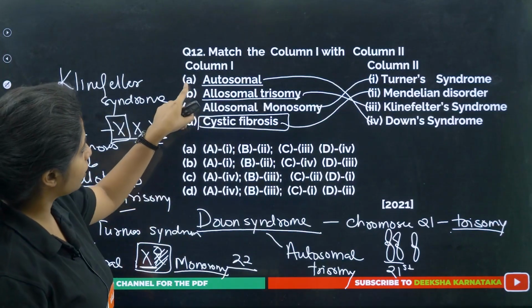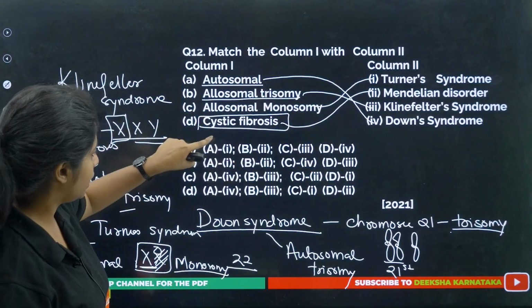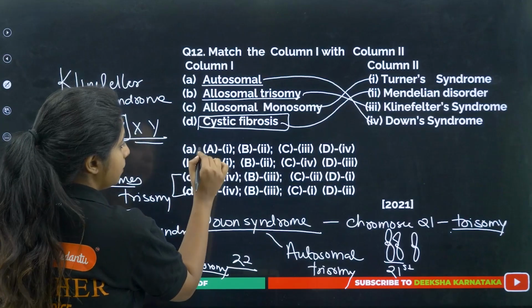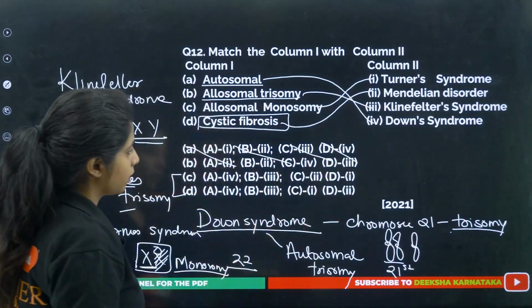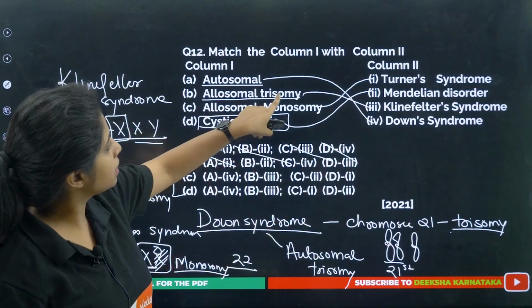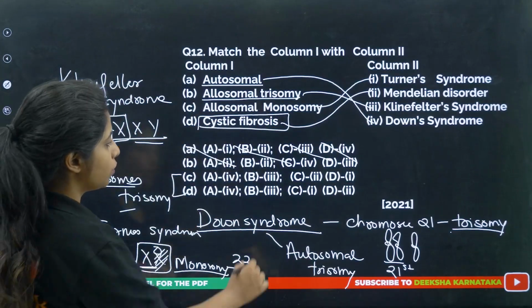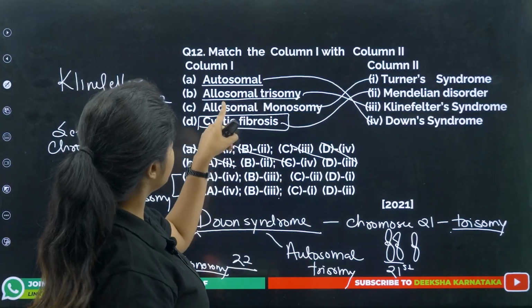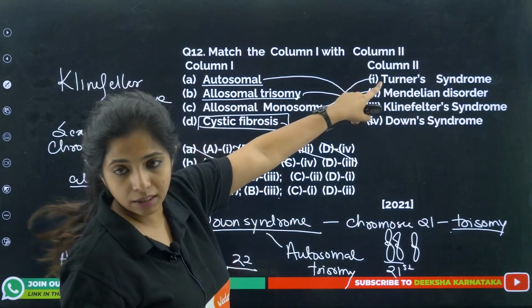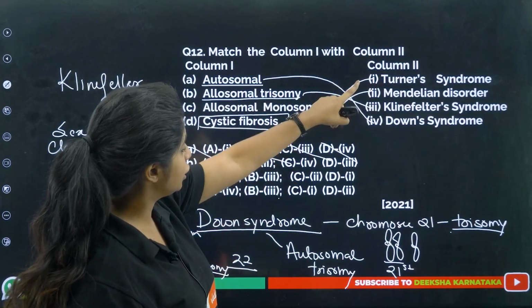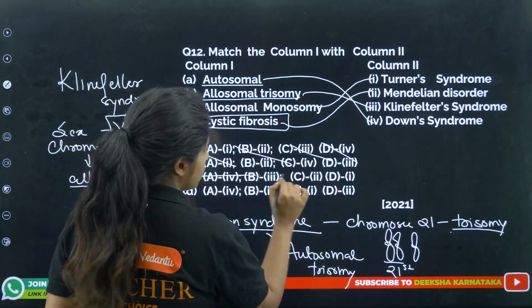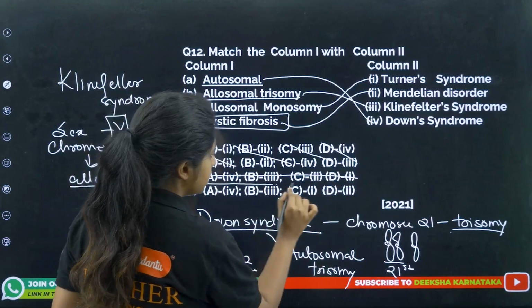So, this becomes your answer. Autosomal, so A for 4. A for 4, you have two options. So, let me eliminate both these options. Okay, now let's find B. B is allosomal trisomy and it goes with Klinefelter's, so it is to be 3. So both these options again are correct. C, if you see allosomal monosomy, it should be Turner syndrome. So she should be with 1. So then this gets cancelled and you have this as the answer.